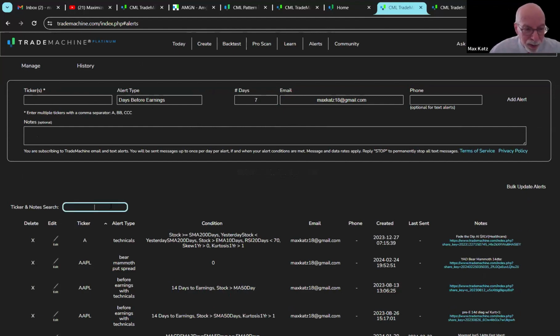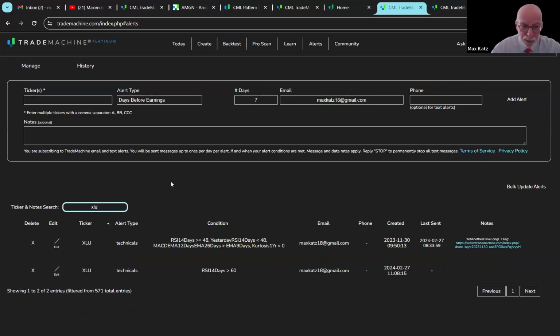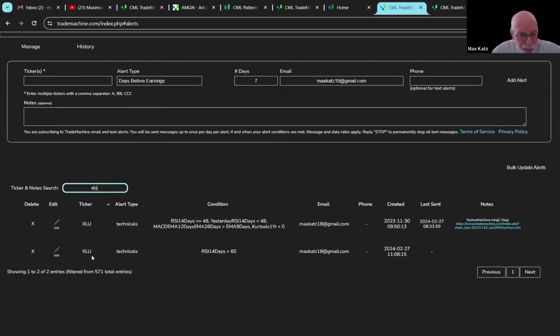And I can double check that it's there by clicking on this box and just putting XLU, and indeed you'll see this alert created: RSI 14 is above 60. And of course, I did want to enter a note, so let me quickly just do it again.